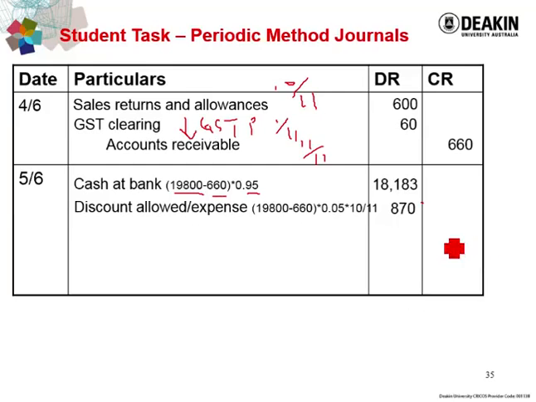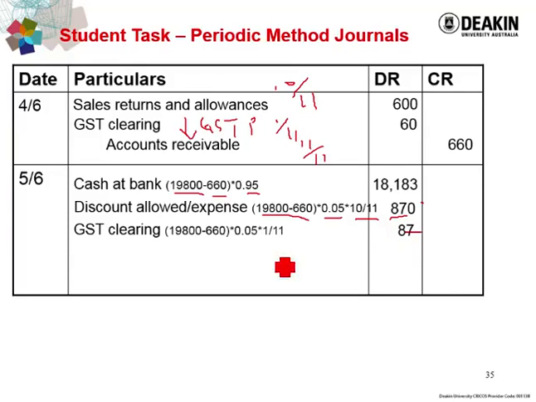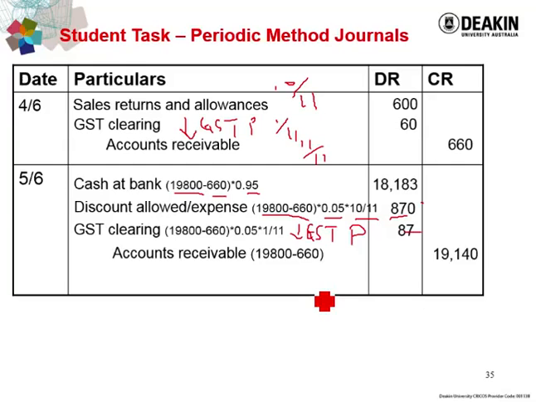And we also have discount allowed, in this case 870, so 19800 minus 660 times 5% of discount, but we need to take out the GST, and therefore we multiply by 10 over 11. And we debit GST clearing $87, that is 19.8k minus 660 multiplied by 5% multiplied by 1 over 11. When we debit GST clearing in this case, it means we actually try to reduce GST payable. And then we credit accounts receivable with 19140, which is 19.8k minus $660 of sales returns.